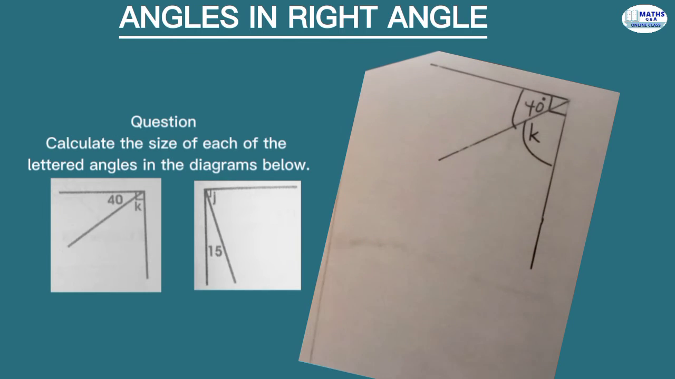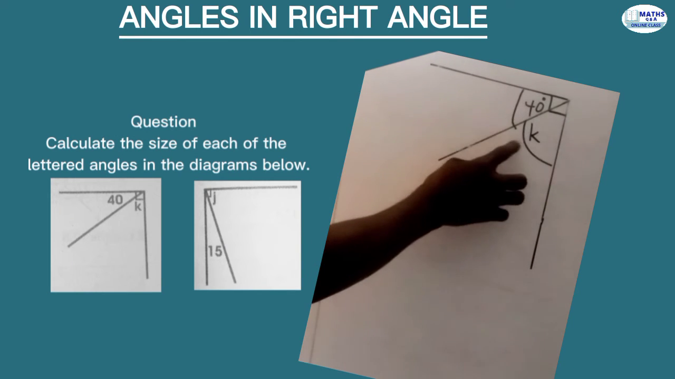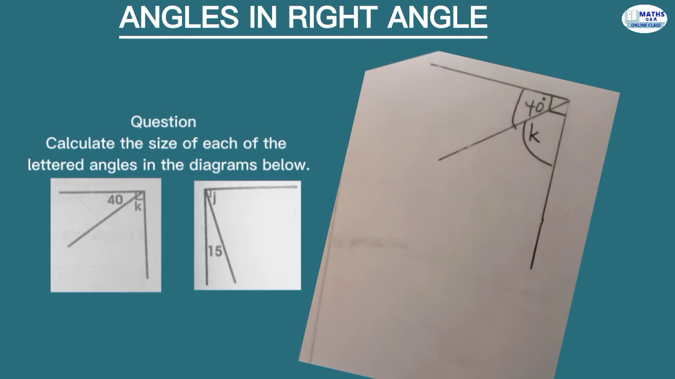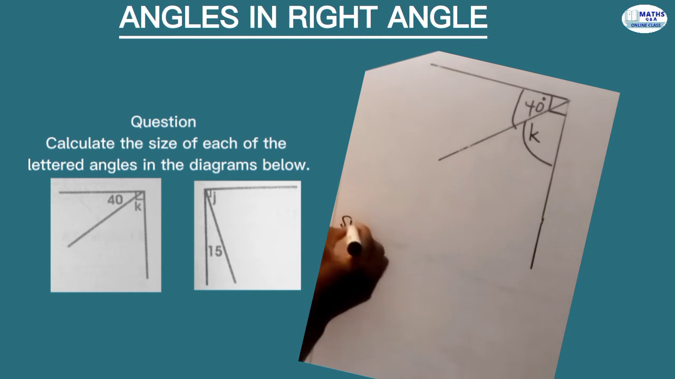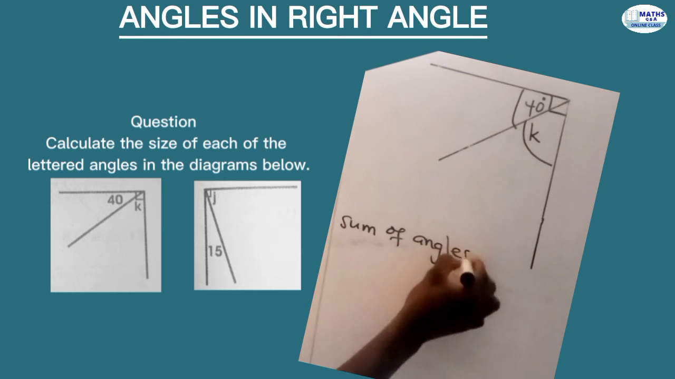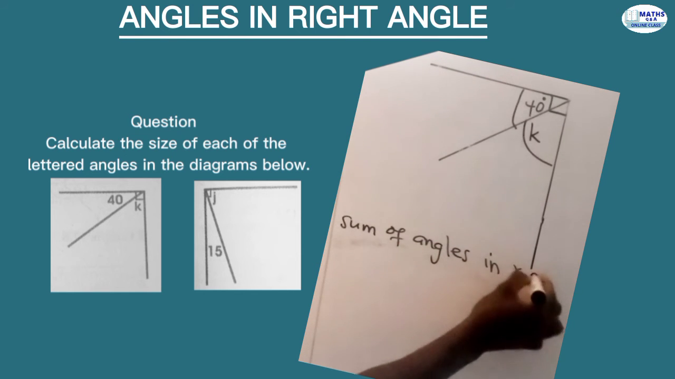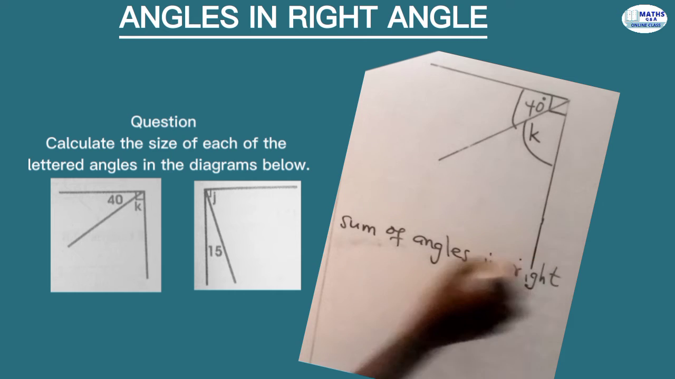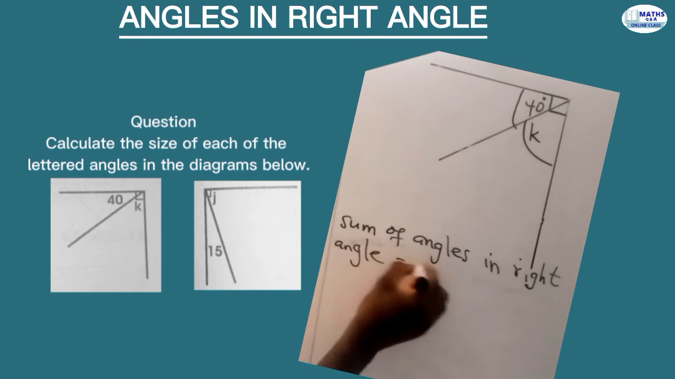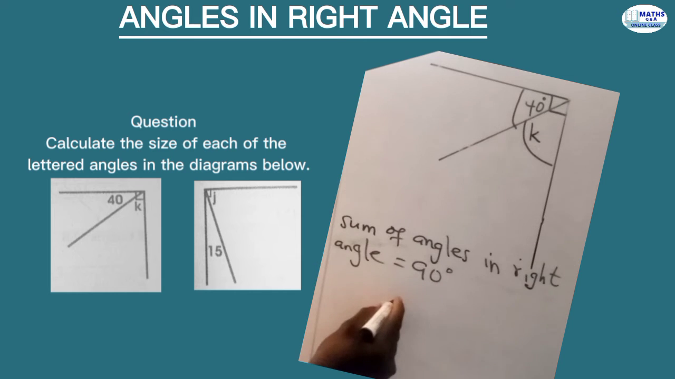We have this diagram here. We have 40 degrees and then K. And we have to find the value of this letter, right? That is the value of K in this angle. So what you're going to do is you first state that since this is a right angle, the sum of angles in a right angle is equal to what? 90 degrees, right?